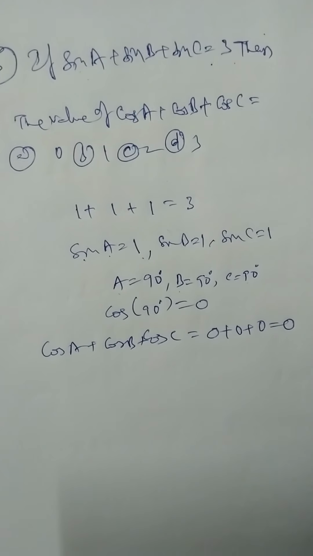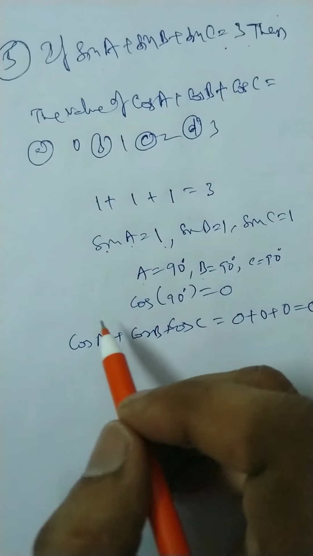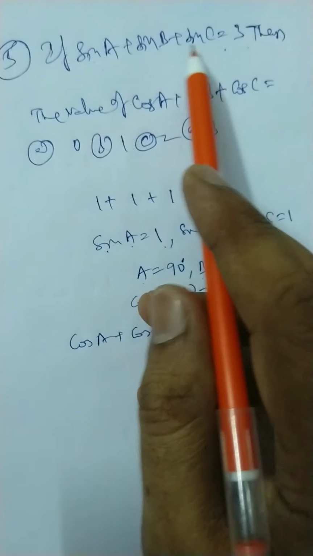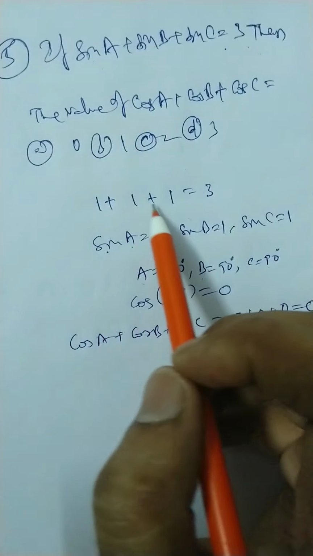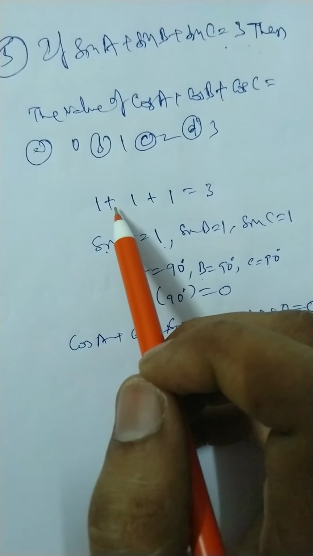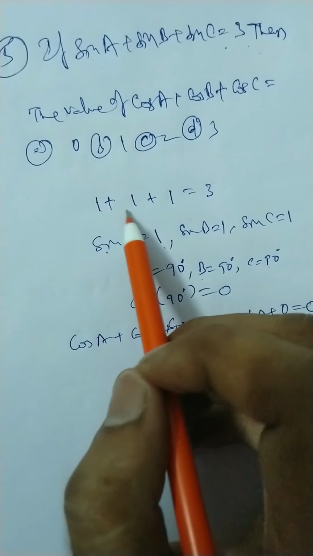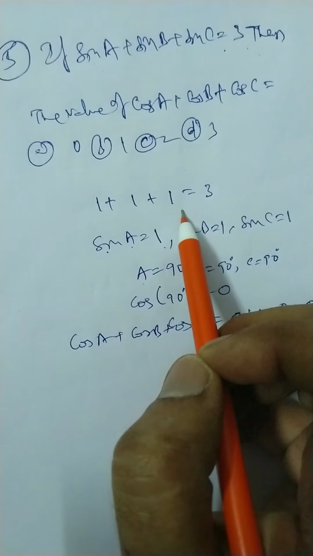The answer is 0. So likewise we can simplify this problem. This is a tricky problem. The trick is that the sum of three sine values equals 3. I have just observed that the sum will be equal to 3 with 3 numbers, so each number must be equal to 1. It's only a small trick.